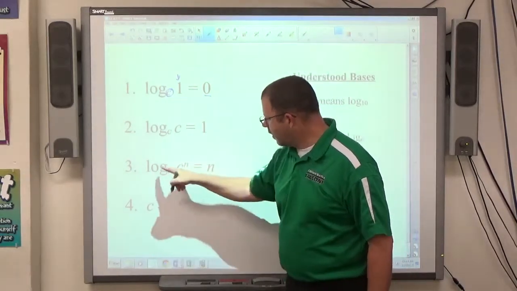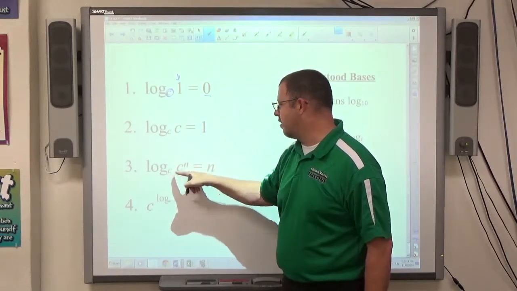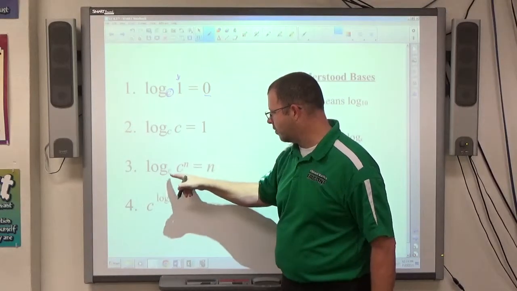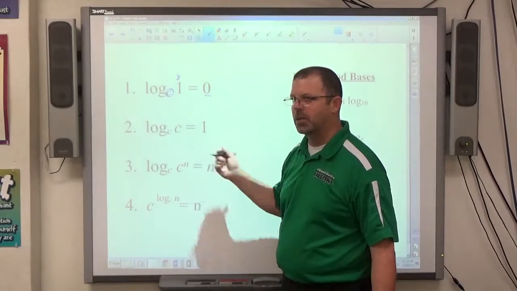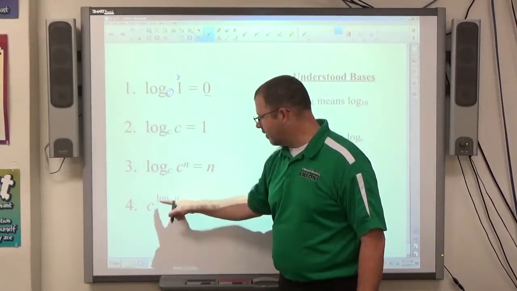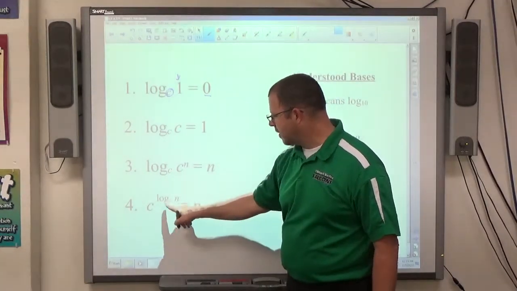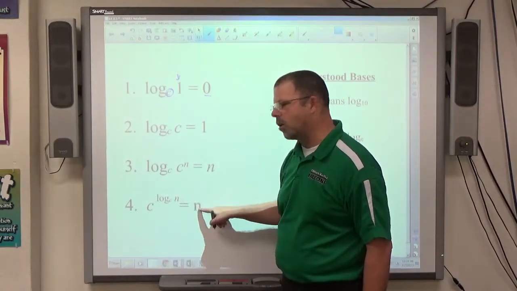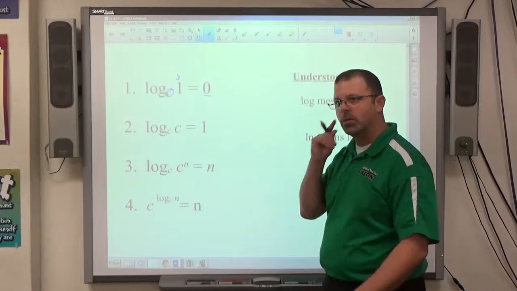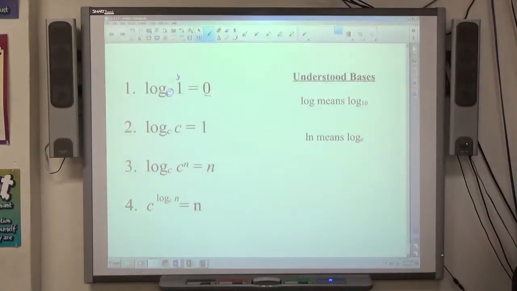Okay. Log of anything to a power base itself is equal to the power. Again, we already discussed that a moment ago. This number raised to that power equals that expression. They're exactly the same. And then again, just like I showed you in the last example, if you have a logarithmic exponent and the base matches the base, the argument is the answer. Those are our rules of logarithms, we'll say.